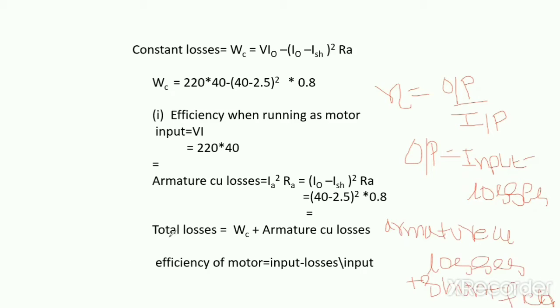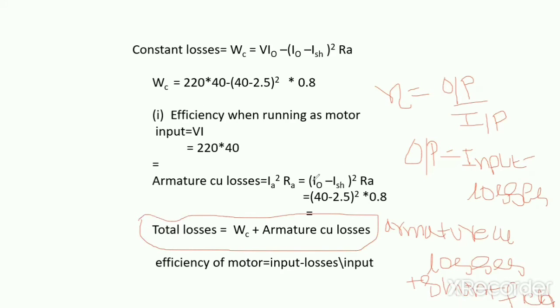Then substitute in the total losses formula. What is the formula for total losses? Therefore, total losses is equal to WC plus armature copper losses. What is the WC value? That is 220 into 40 minus 2.5 whole square into 0.8. This is the WC, the constant losses, plus armature copper losses is IA square RA, where IA is the I naught minus ISH.